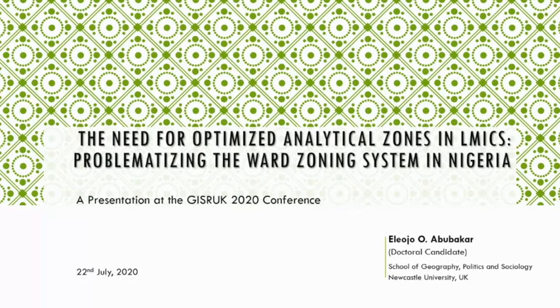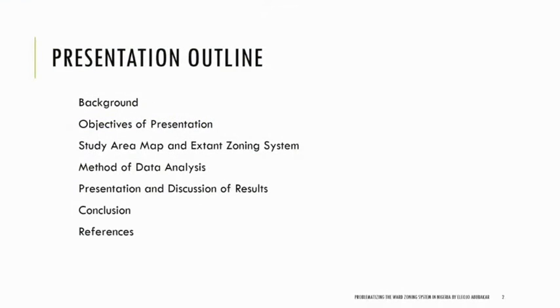I'm a doctoral student, trying to round off the writing of my thesis now at Newcastle University in Geography. My topic is on the need for word zoning system. Essentially, what I'm doing here is looking at the zoning system in Nigeria, especially the wards, to see if there are problems and to see how those problems can be solved, especially in the context of spatial analysis, because it's important to note that there are other potential uses of zoning systems aside from spatial analysis.